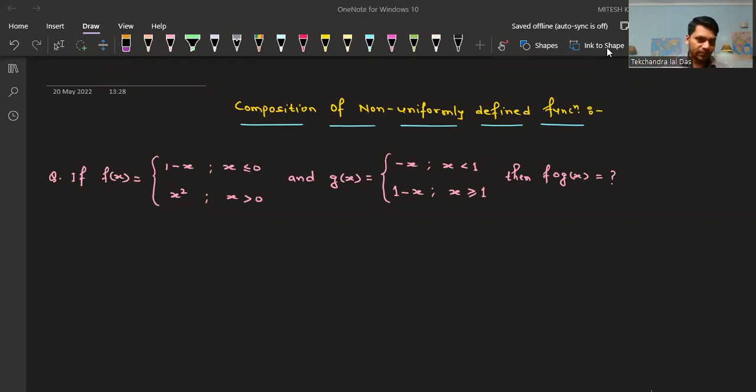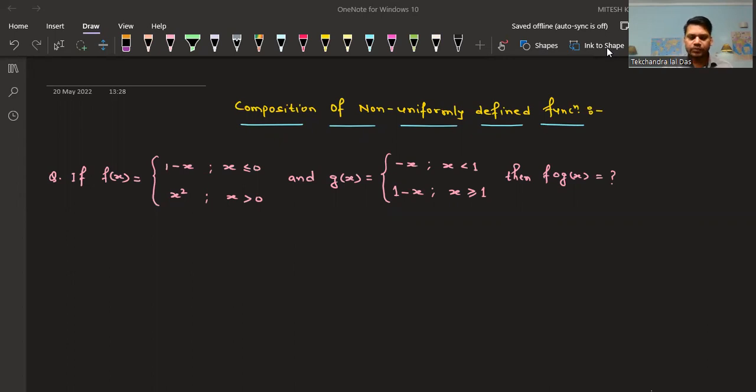That is, 1 minus x for x less than or equal to 0. For this branch, the domain is x less than or equal to 0. Similarly, x square for x greater than 0. That's why this function is known as a non-uniformly defined function. Also, the other function we have is g(x), that is minus x for x less than 1, and 1 minus x for x greater than or equal to 1. We have to find f composite g of x.